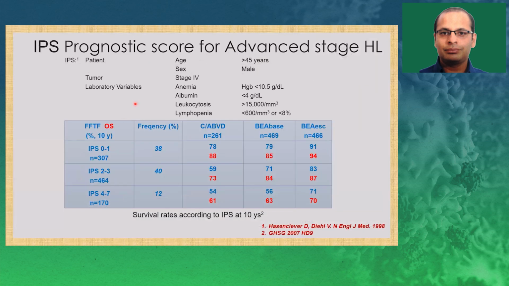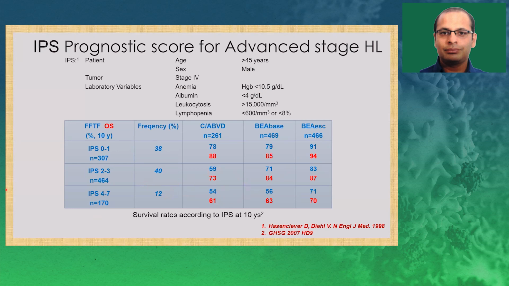For the advanced stage, we have what is called the Hasenclever Index or the International Prognostic Score. It comprises various parameters like patient age and sex, age more than 45, male sex, tumor stage 4, and lab-related parameters like hemoglobin less than 10.5, albumin less than 4, leukocytosis more than 15,000, or lymphopenia less than 600 or 800.